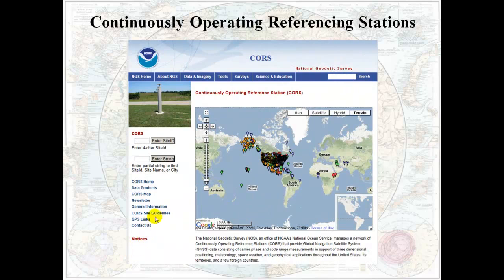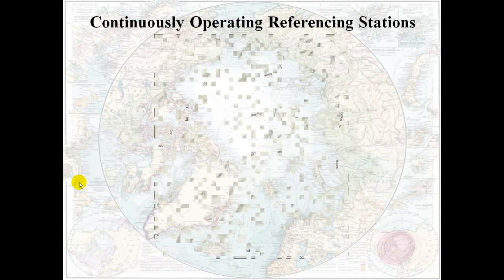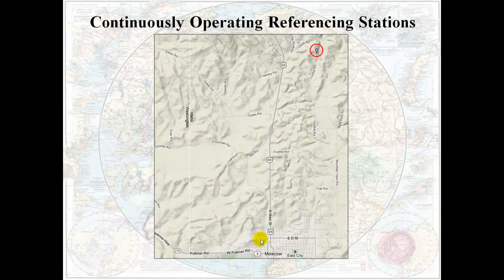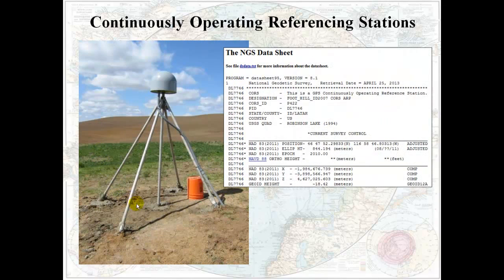CORS stations, there's a bunch of them. You can see in this map that there are a whole bunch of them. If I zoom in a little bit, I see in the northwest there's even a whole bunch of them. I'm going to zoom in a little bit further. Here we have Moscow. There's actually a CORS station up here to the north of Moscow off of Foothill Road. Zoom in even a little bit further, and there's the CORS station.